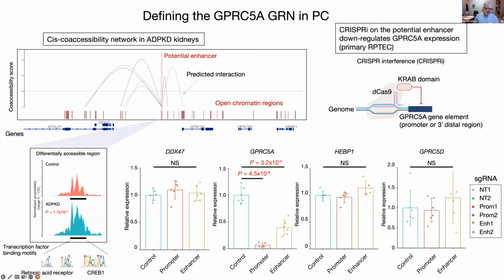We can also look at the kinds of transcription factor binding motifs, retinoic acid and CREB1, and we actually showed in the principal cell line that activation of these signaling pathways can also drive up expression of GPRC5A.